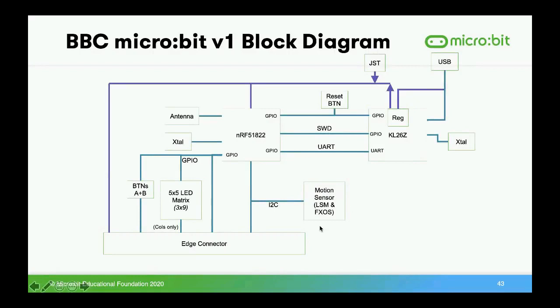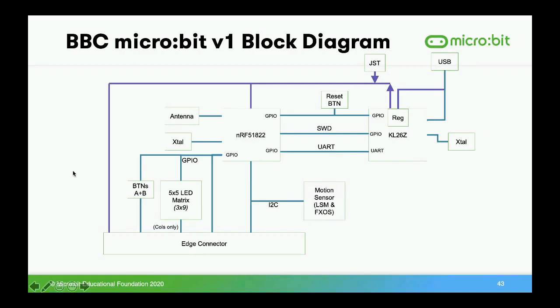We've got a motion sensor, an LSM303AGR connected to an I2C bus, an LED matrix, buttons, and the edge connector. And we've got UART and SWD running between the two microprocessors. So this processor is capable of programming the NRF51822, and the UART is passed through over USB.